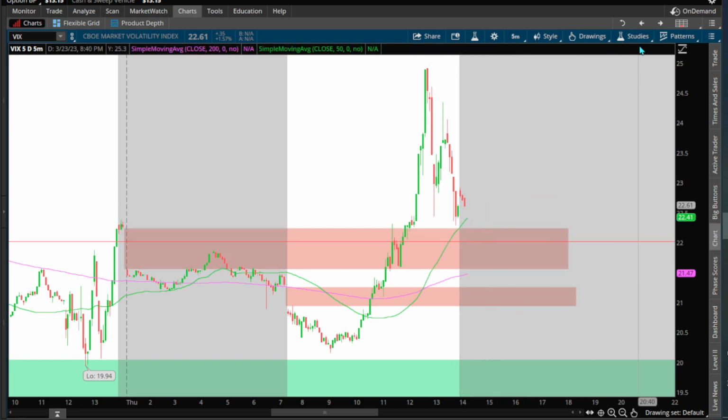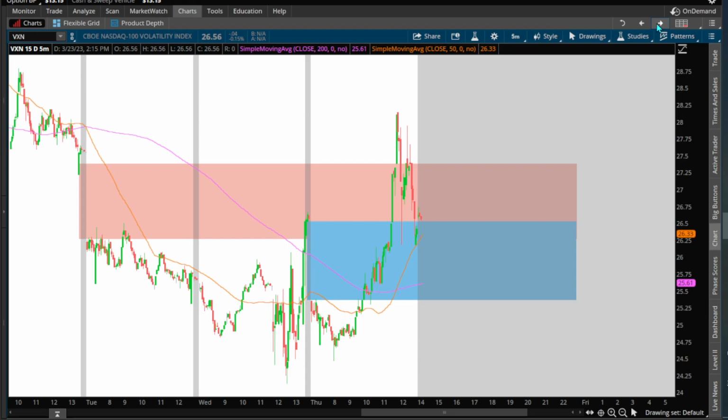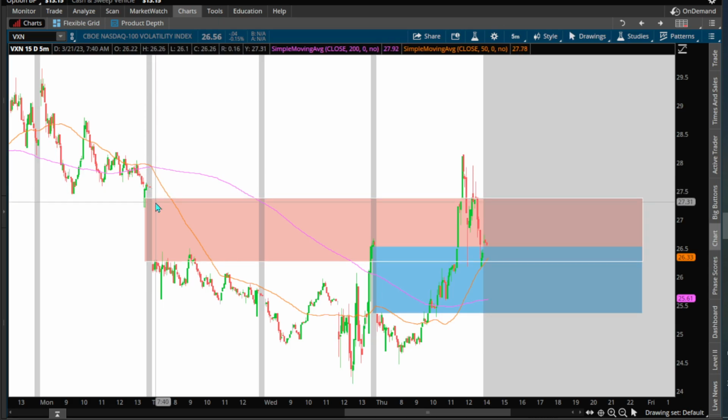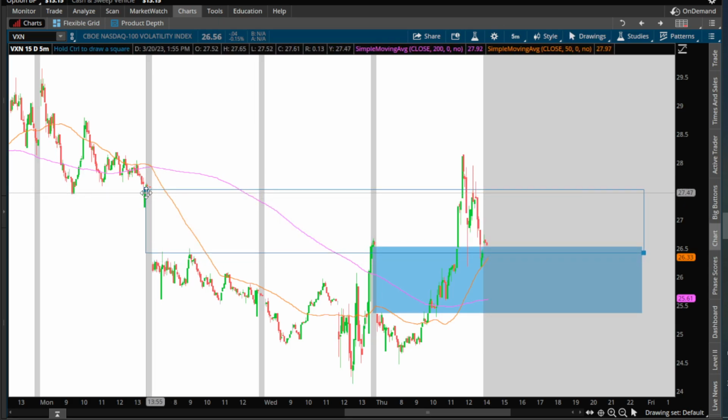Now, let me show you another. This one is VXN. VXN is the NASDAQ volatility. This one is also good to look at because it also gave us a clear tell. We had this massive gap right here on VXN. This actually goes up a little bit higher, so let me extend that out a little bit.